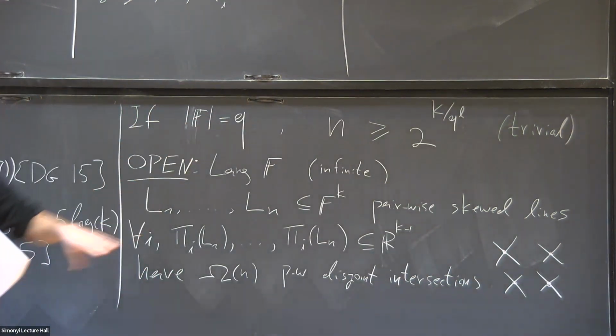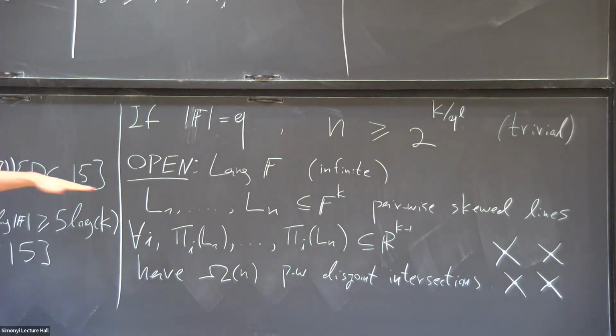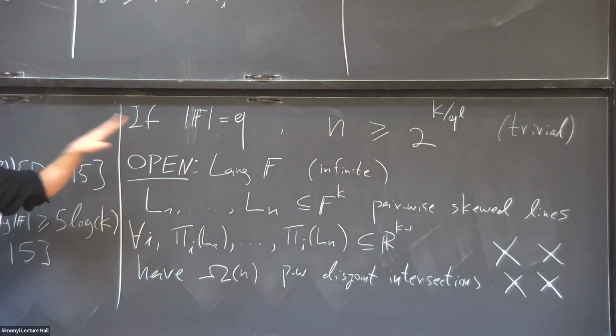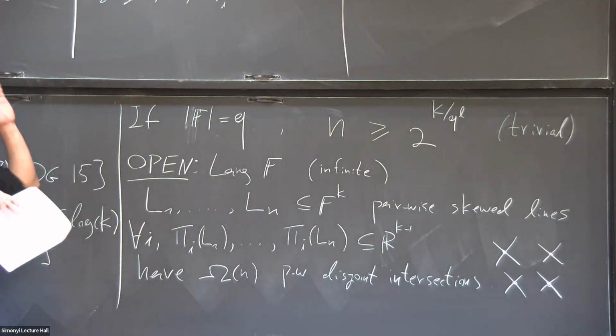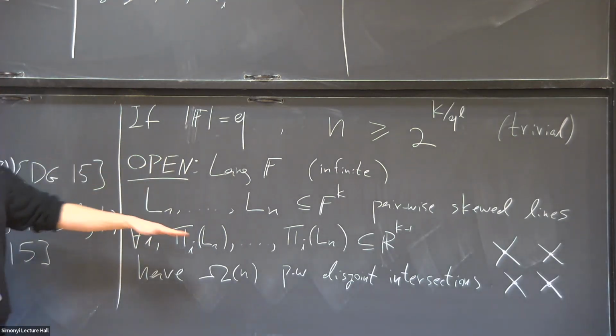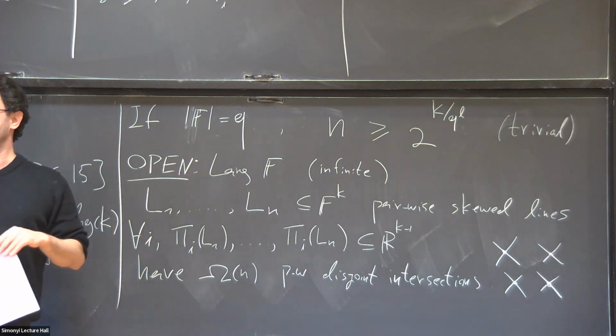There's many pairwise disjoint for every direction. So there are no intersections here, not even at infinity. So they're kind of completely independent. And when you project them, you suddenly get many intersections.